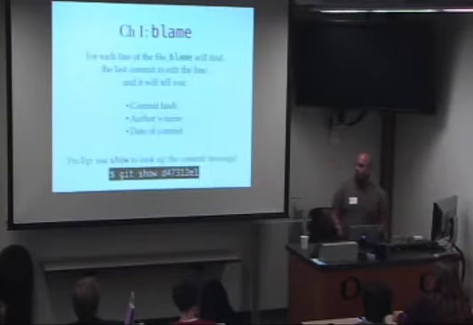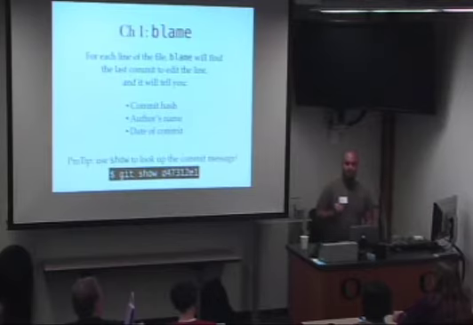What git blame does is, when you run it, it'll find for every single line in the file the last person who edited that file. And it'll tell you the commit hash where it was edited, the author's name, and the date of the commit. And with git show, you can actually pass the hash to get more information about that particular commit.